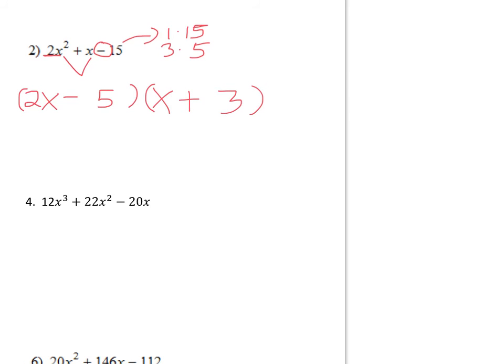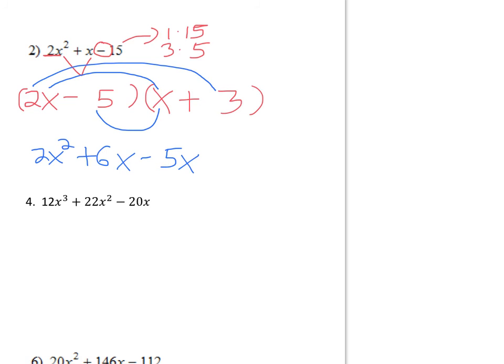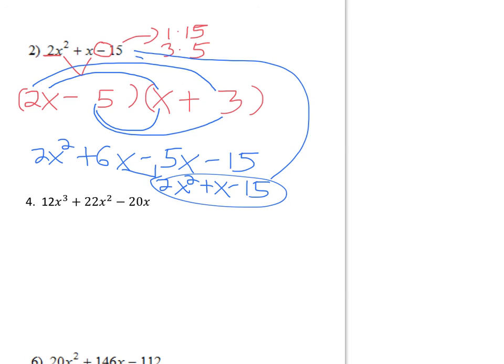Now to check it, I'll put it in a different color. This is how you can check it, you just FOIL it out. If I FOIL this out, 2x times x is 2x squared. The outer term is 2x times 3, which is positive 6x. The inner term is negative 5 times x, which is negative 5x. And the last term is negative 5 times 3, which is negative 15. You can see I can add these together. 6x minus 5x gives me positive x. So I end up with 2x squared plus x minus 15, which is exactly what we started with. So this is our answer right there.